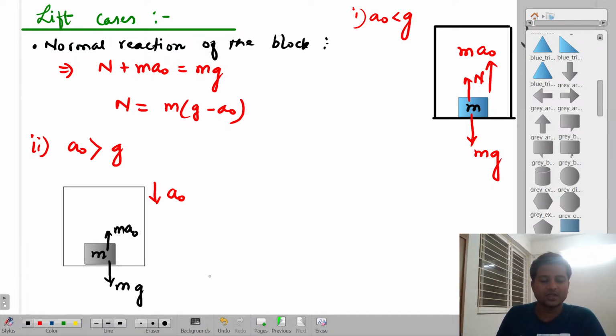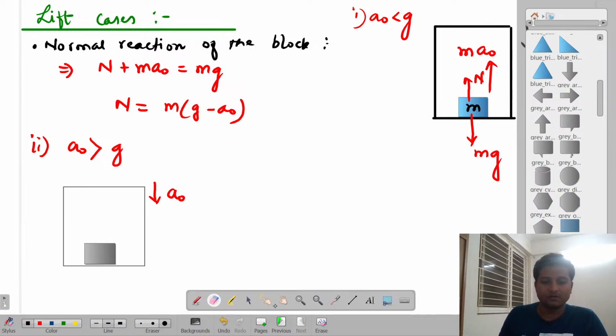But here a naught is greater than g, so m a naught is greater than mg, or not? So it must fly, and it will hit the top boundary. So then, what will be the normal? It will hit the top boundary, and the body will come over here.